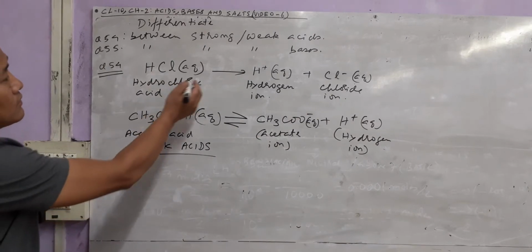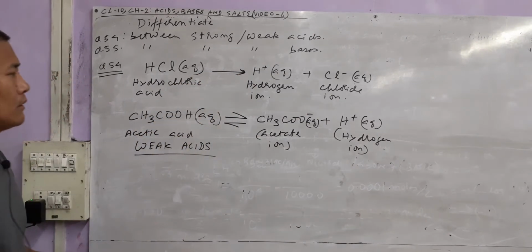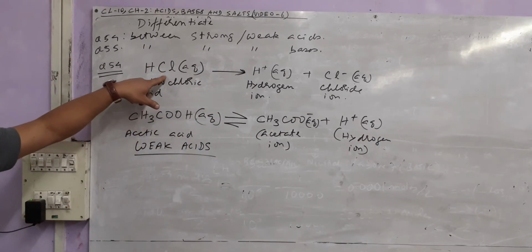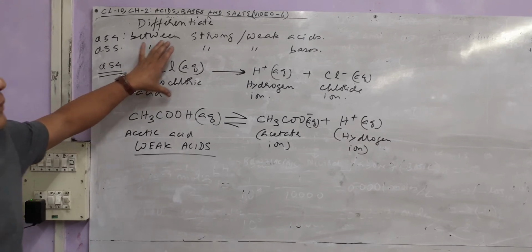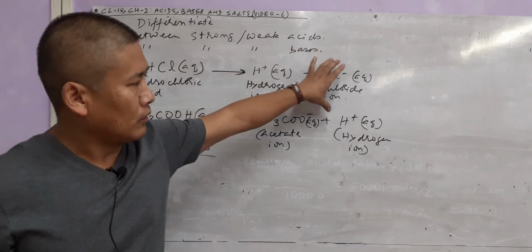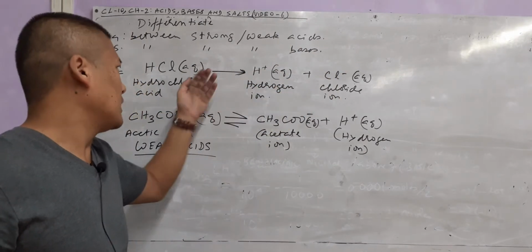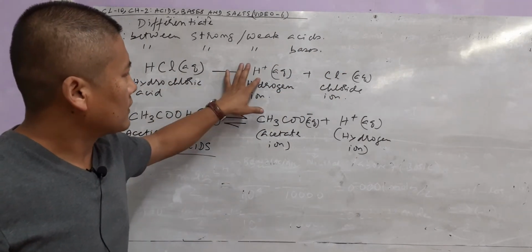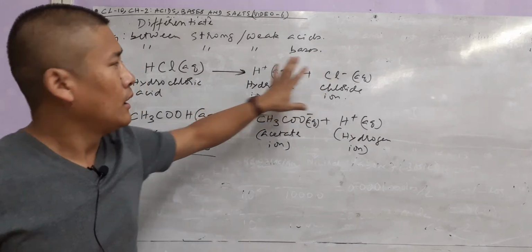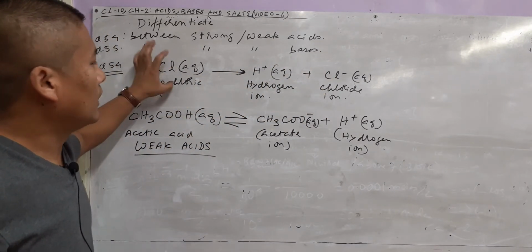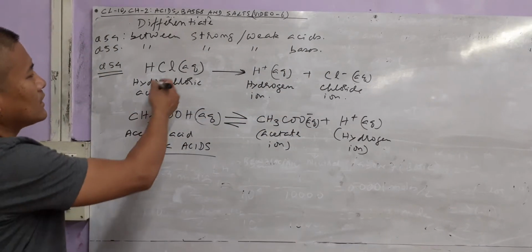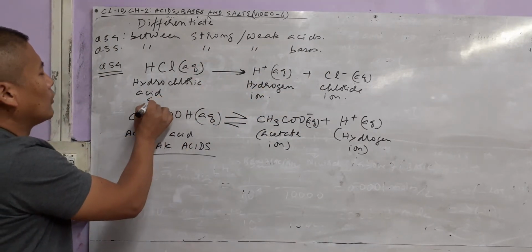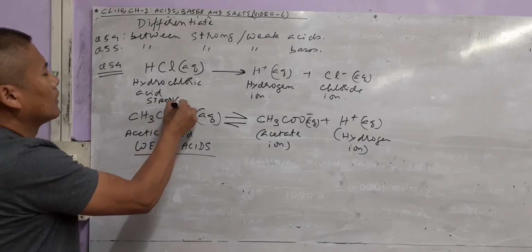But in the first case, you see the arrow is pointing only one side, which means when hydrogen chloride gas dissolves in water, it will completely break down into hydrogen ion and chloride ion, and the reaction doesn't move left. Everything will break down after some time into hydrogen ion and chloride ion, and there will be no HCl molecule left. That means complete breakdown takes place. Those types of acids which release more ions freely are called strong acids.